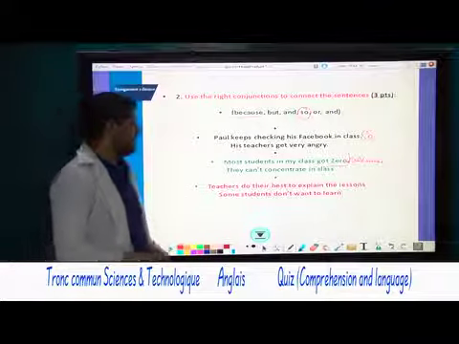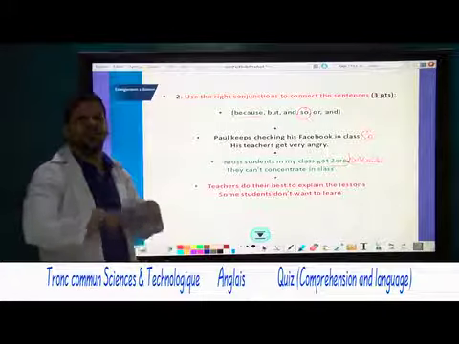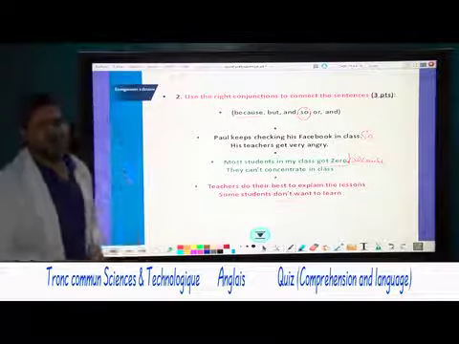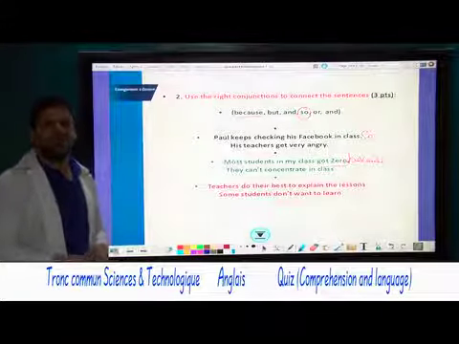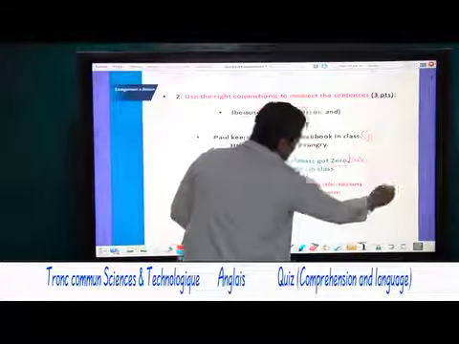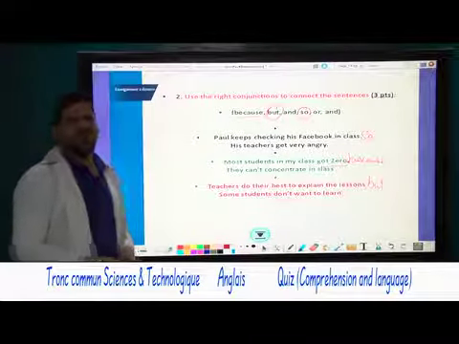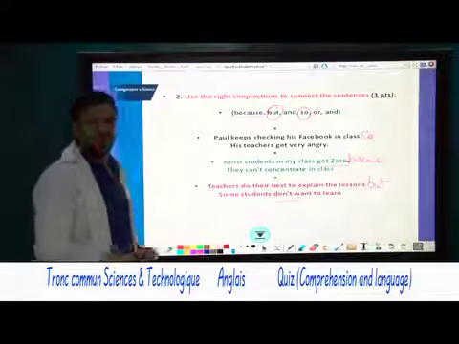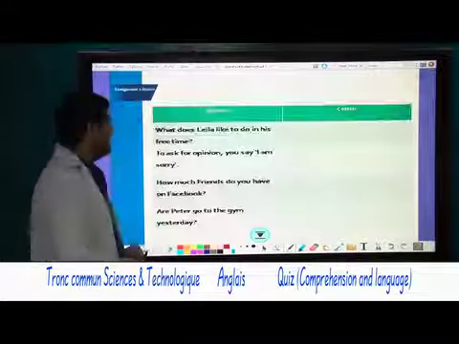Here, teachers do their best to explain the lessons. Teachers work hard. They explain the lessons, the grammar, you know, the philosophy. Some students don't want to learn. Yeah, it's a problem here. Teachers want to teach, students don't want to learn. The connector here is, yeah, it is but. It's a problem here, okay? Teachers want to teach, but students don't want to learn. What kind of students are you? Are you one of those who don't want to learn, or those who really want to learn? So, you should learn. Anyway, next exercise.